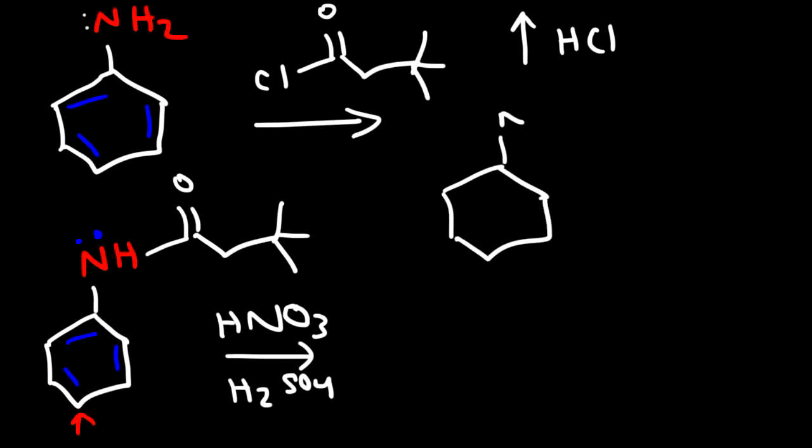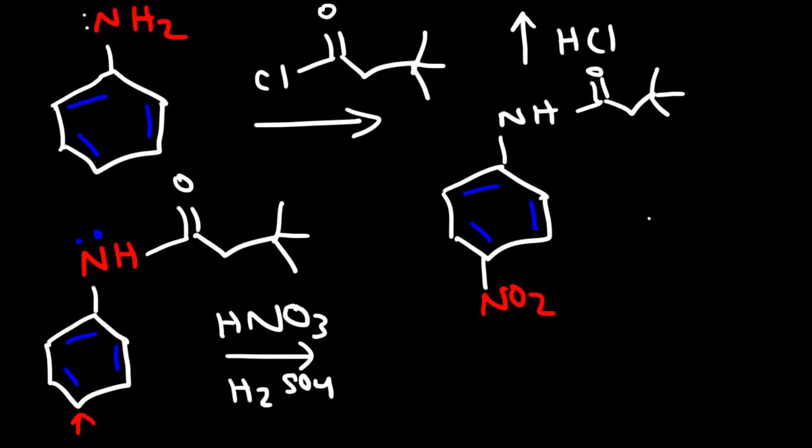And so right now, we're going to get this product. Now the last thing that we need to do is we need to get rid of the amide functional group, turning it back into an NH2 group. So how can we do that?